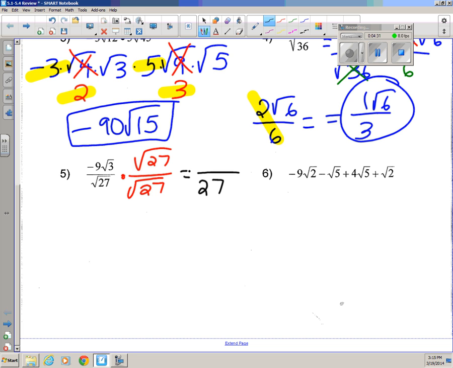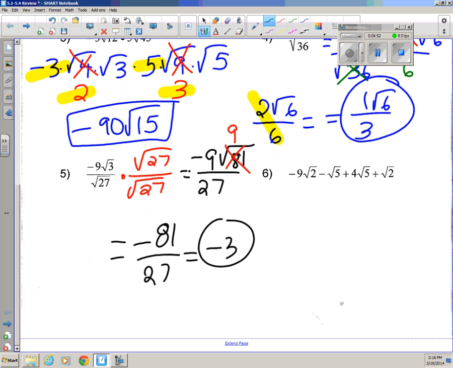On the top, I've got negative 9 on the outside of a radical 3. Multiplying that by a radical 27 becomes negative 9 square root 81 over 27. Well, the square root of 81 is just a 9. So I end up with negative 81 over 27. And this thing simplifies to negative 3.